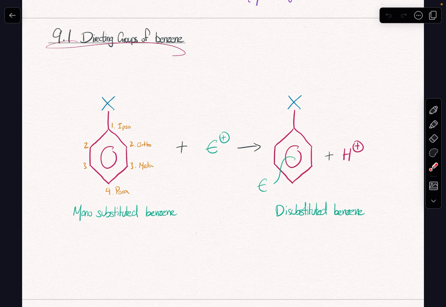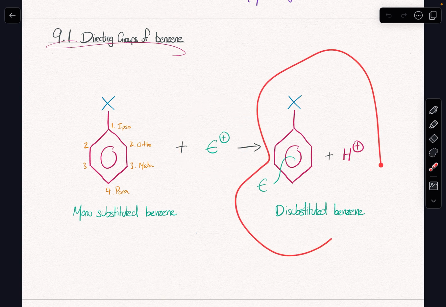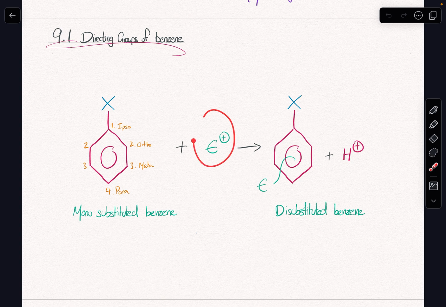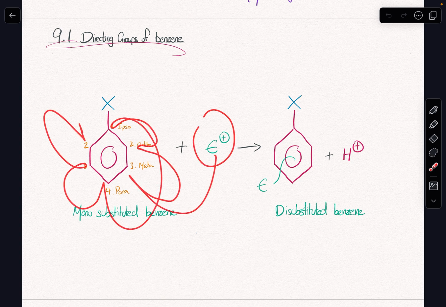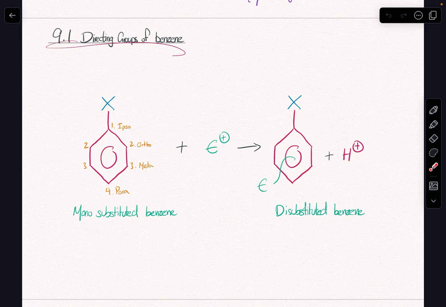So this is the very general structure for a directing group of benzene. This is the general monosubstituted benzene derivative plus any general electrophile, and then we get what we call a disubstituted benzene. This is super general. This is equivalent to your R groups like before. The position that the electrophile is directed to, so where this is going to go, so typically 1, 2, 3, or 4, depends on the functional group that's already attached to the benzene ring.